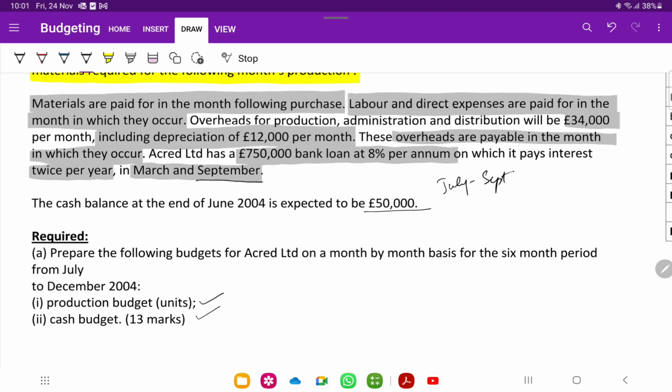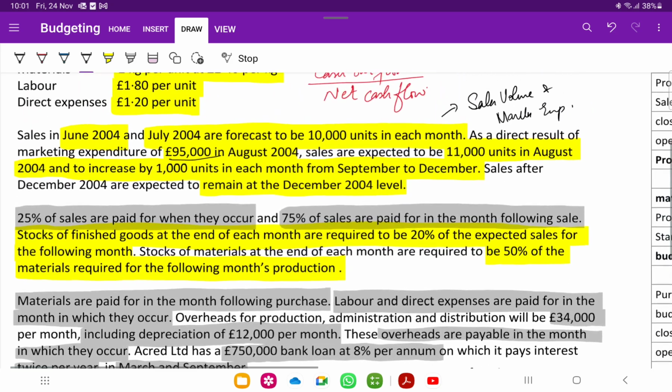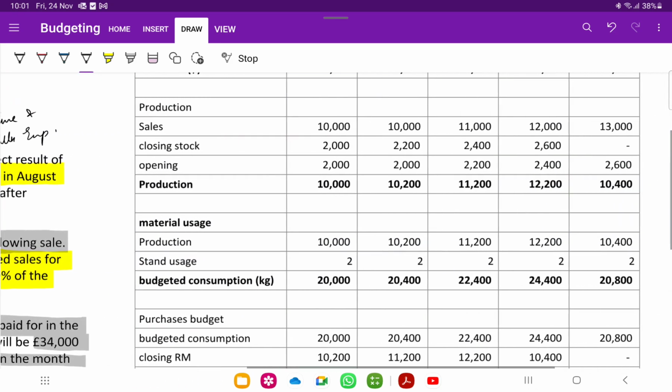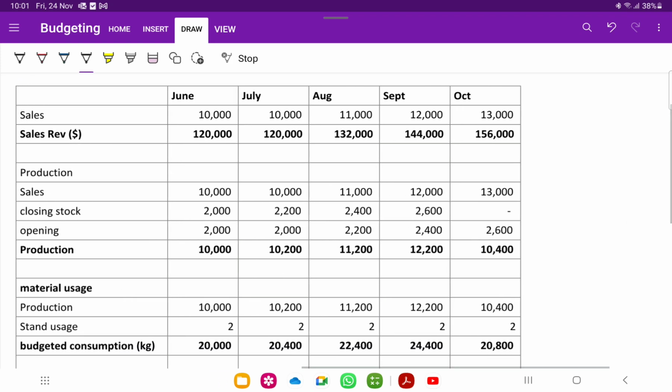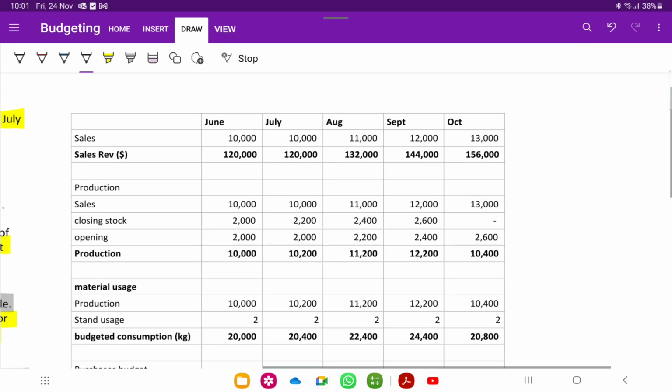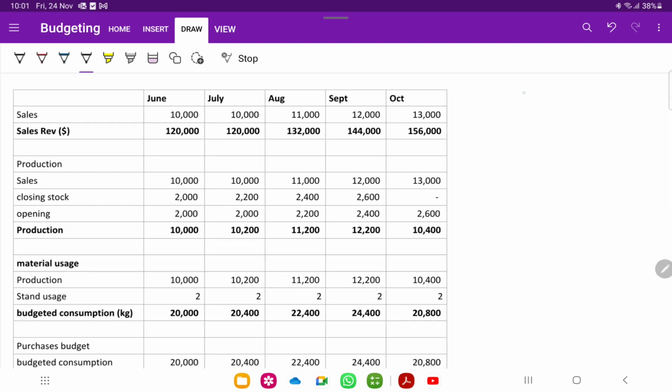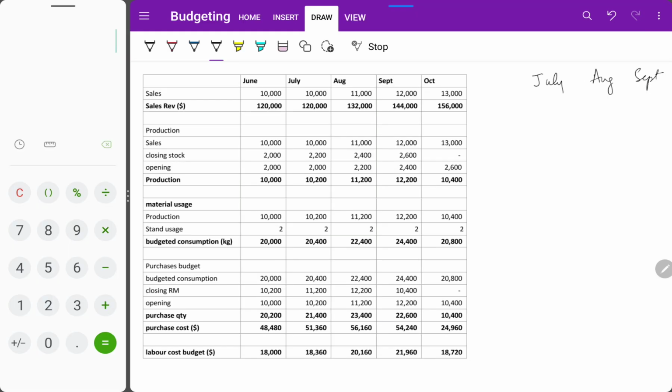So I have already prepared the budgets which we know, right? Based on all these things, I have prepared this budget, right? This budget is actually representing the data from June, July, August, September, and October, right? So let's start with the sales revenue, right? If I have to prepare the budget for July, August, and September, so let's start with cash inflow, right?